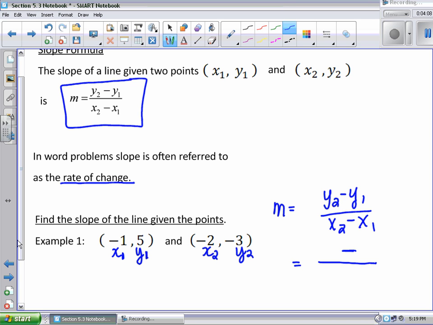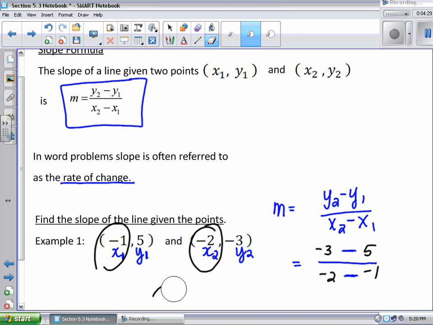So I have to substitute values in. I have a minus on the top and a minus on the bottom. If I start by plugging in my two y values, y2 is negative 3, y1 is 5. And I'm looking at my points to find those values. x2 is negative 2 and x1 is negative 1. Be careful when you're plugging negative numbers in. Remember, we're subtracting a negative.